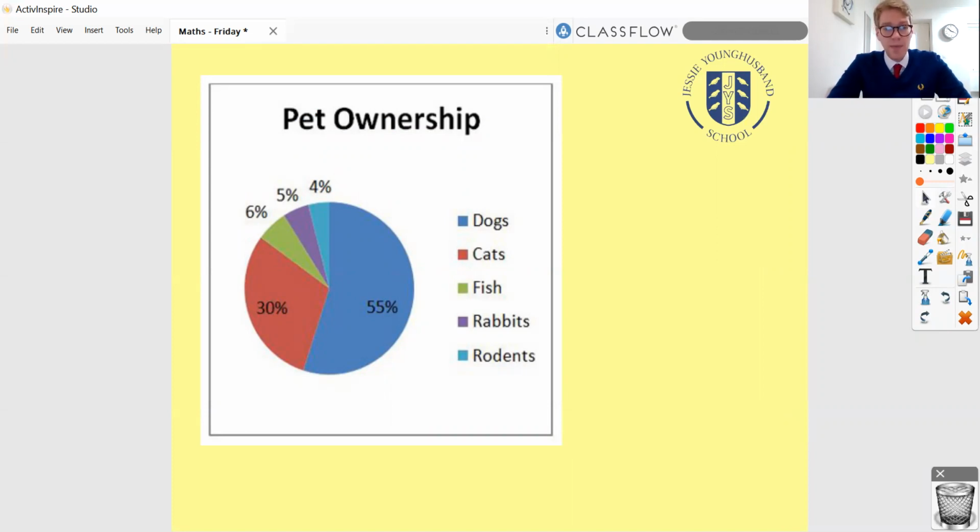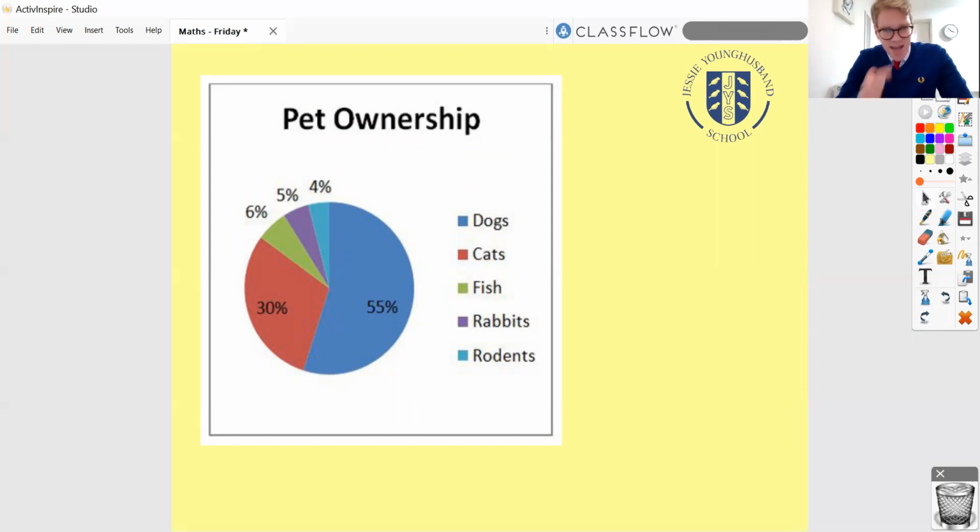So I'm looking at this one on pet ownership, and it's really clear to me straight away that dogs are the most owned pet. I can really see that chunk of the pie. It's called a pie chart because each section is like a little cutout of pie, or if you prefer, you could think of this as like a cake chart.